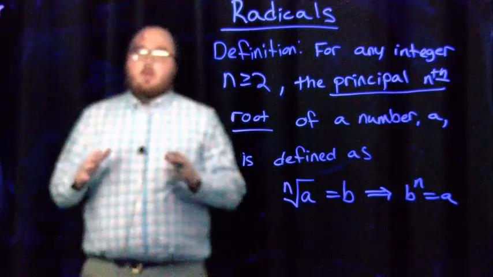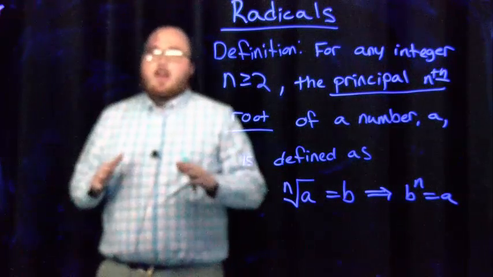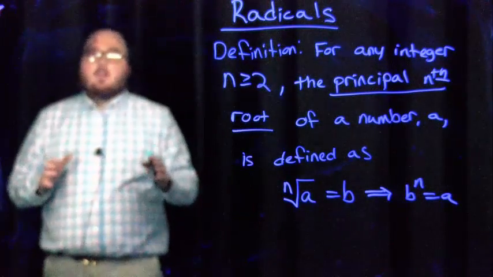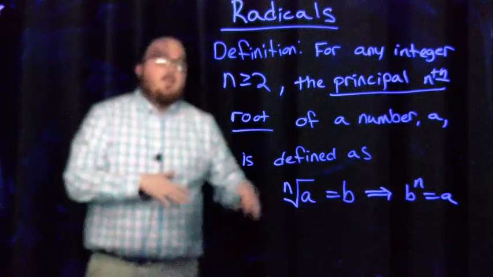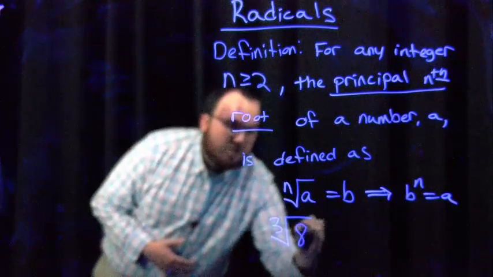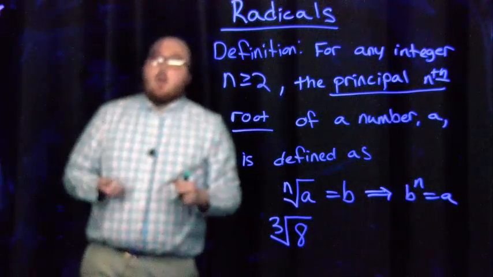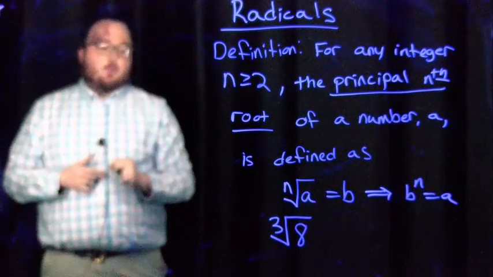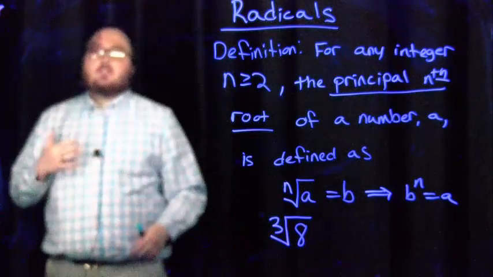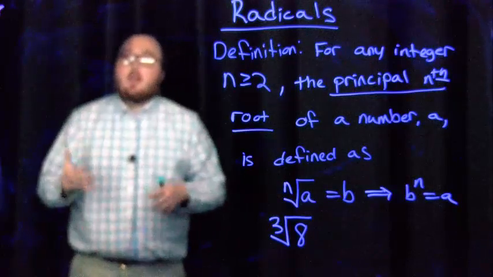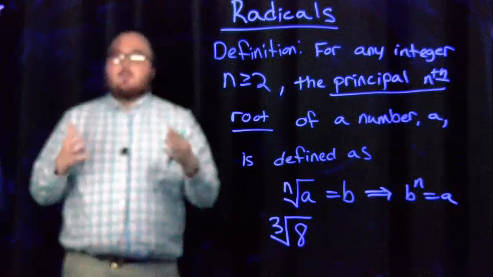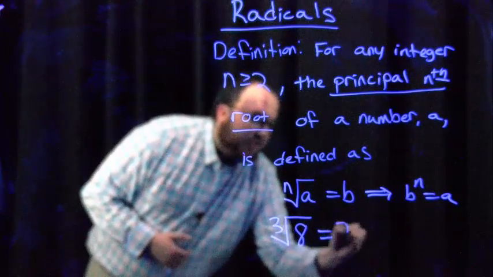The principal nth root of a number a is defined as the nth root of a is equal to b if b to the power of n is equal to a. So what I mean by that is that if I have the cube root of, let's just say 8, what I want to know is what number to the power of 3 is equal to 8. If you think about it, we should get 2, because 2 to the power of 3, which is like saying 2 times 2 times 2, is equal to 8. So the cube root of 8 is equal to 2.